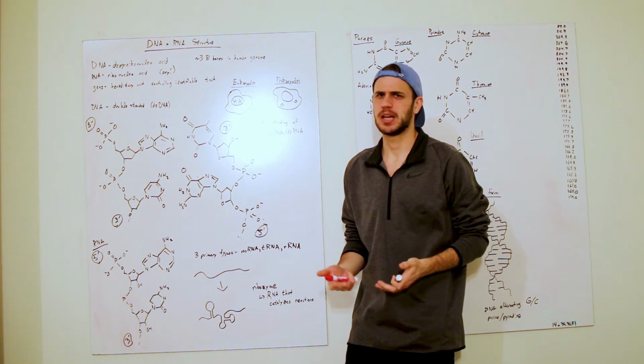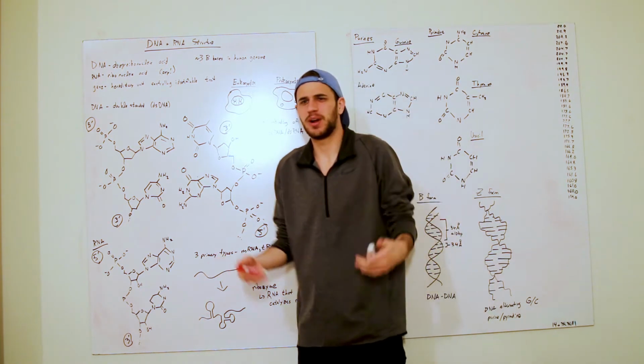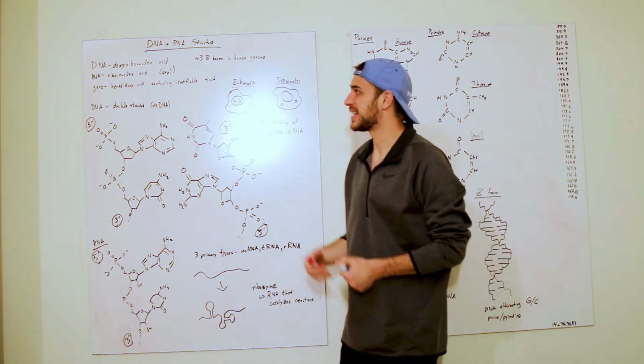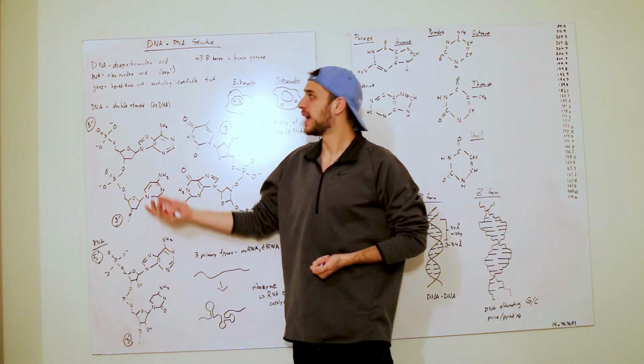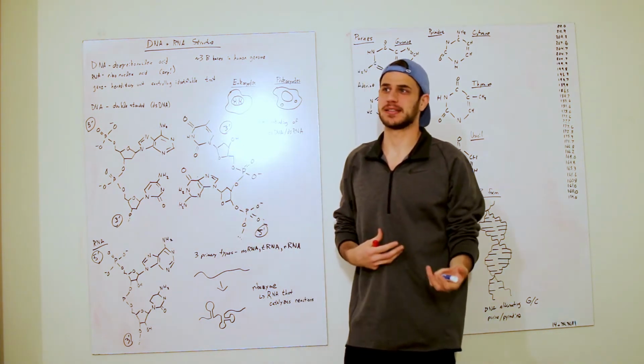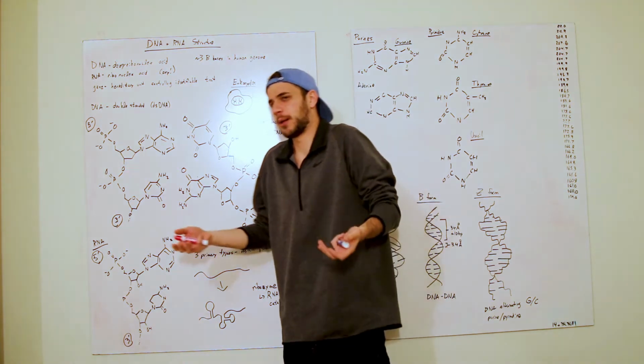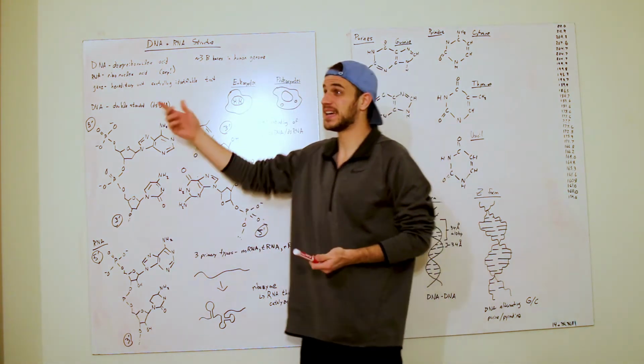Today we're going to be talking about DNA and RNA, just their basic, simple structure. So, what is a DNA? What is an RNA? A DNA is a deoxyribonucleic acid, and an RNA is a ribonucleic acid, or, if you will, an oxyribonucleic acid, because it's not deoxy.